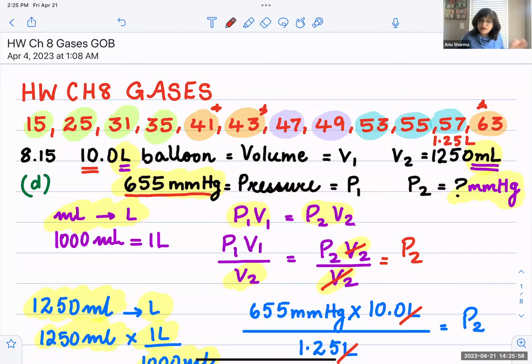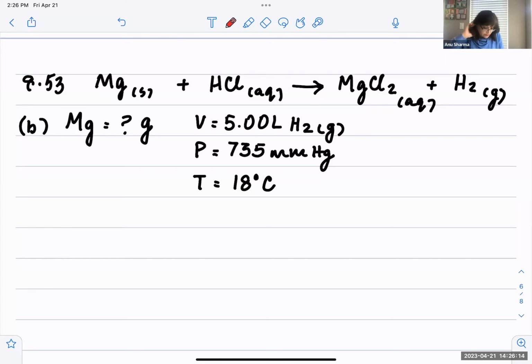So here we are given magnesium. Magnesium is reacting with HCl to give you magnesium chloride and hydrogen. Okay, so we need to find how many grams of magnesium is needed to react, to produce a certain amount of hydrogen. And the amount of hydrogen, the volume, is 5 liters. The pressure is 735 millimeters of mercury, and the temperature is in degrees Celsius.